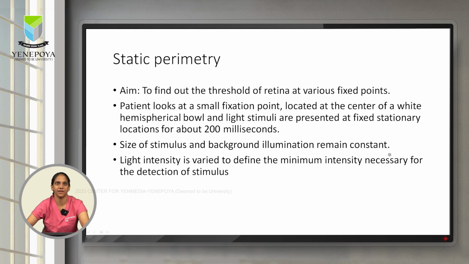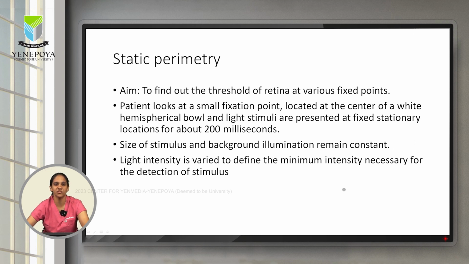Okay, so what is static perimetry? What is the aim of static perimetry? See, the aim is to find out the threshold of the retina at various fixed points. These points will be prefixed and you are just going to record the stimulus at each point. So, the patient looks at a small fixation point located at the center of a white hemispherical bowl, and light stimuli are presented at fixed stationary locations for a time of about 200 milliseconds. The size of the stimulus and the background illumination are going to remain constant throughout the examination, however long it is. We will talk about the timings of the examination in future slides.